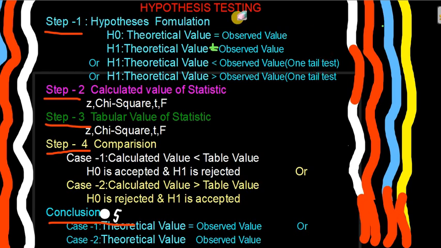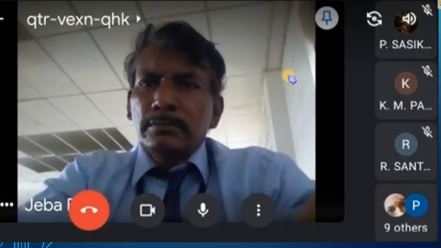So hypothesis testing consists of step 1, step 2, step 3, step 4 and step 5. There are 5 steps in any hypothesis testing. In the first step, it is hypothesis formulation. Hypothesis formulation means we have to make two hypotheses: one is the null hypothesis, another is the alternative hypothesis.